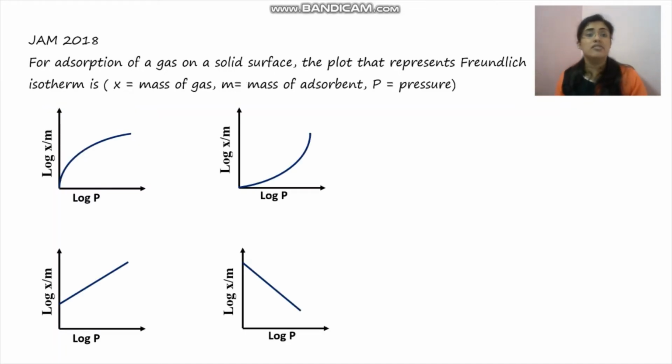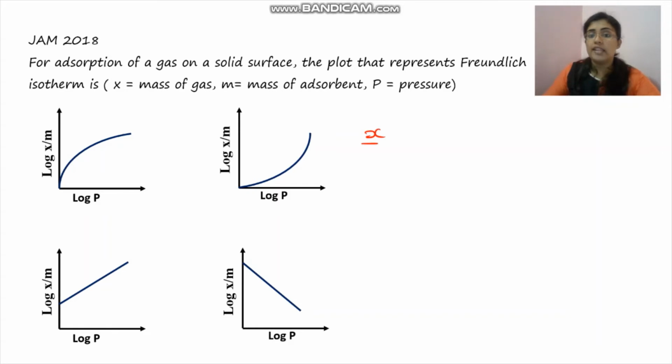So the next question is from JAM 2018, where they've told that for the adsorption of a gas on a solid surface, the plot that represents the Freundlich isotherm is, and the plots given here, A, B, C, D, are between log x by m and log p, where x is the mass of the gas, m is the mass of the adsorbent and p is the pressure. Now 4 different graphs are given here, so we have to find out which of the following graphs would represent the correct Freundlich isotherm. So now what is the Freundlich adsorption isotherm equation that we have?